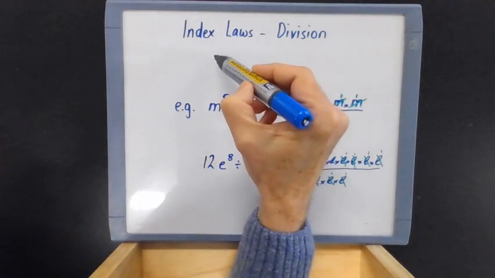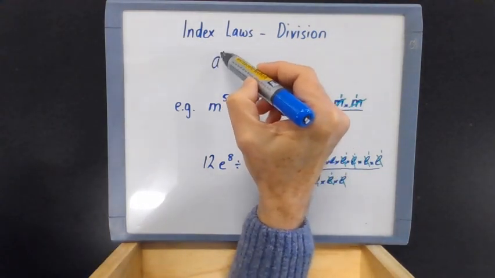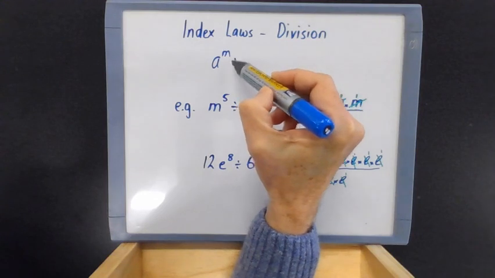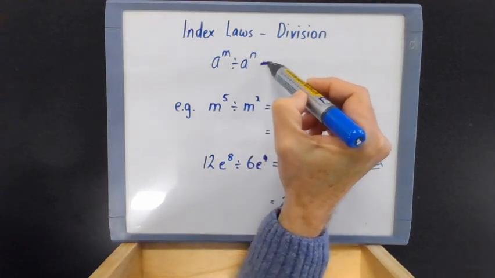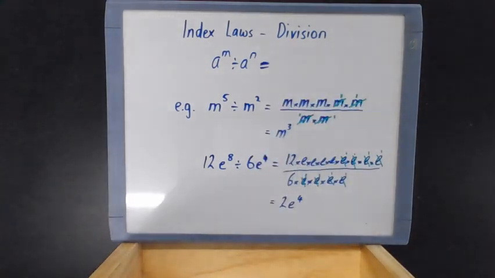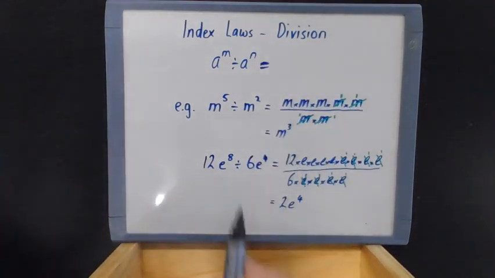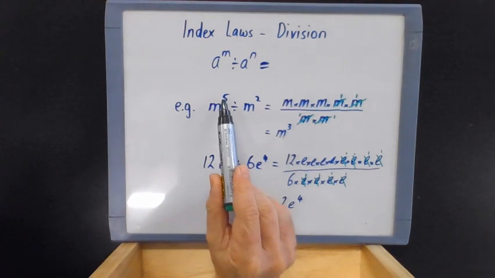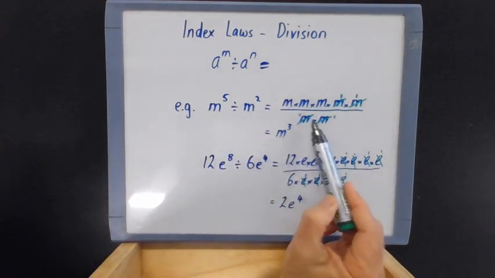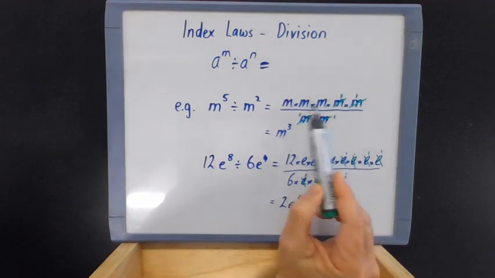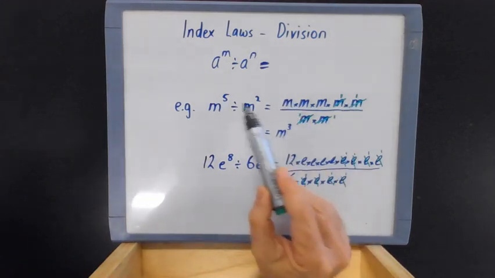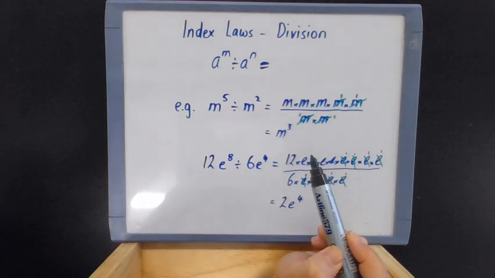So we have looked at division, a to the m divided by a to the n. Let's see if we can work out a shortcut way of seeing what's happened. From m to the 5, there were 5 on top, 2 on the bottom. 2 of them cancelled out. I got rid of 2, in other words, so I've got 3. 5 take away 2 is 3.